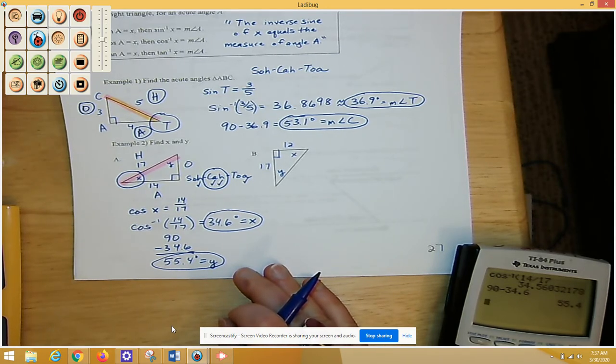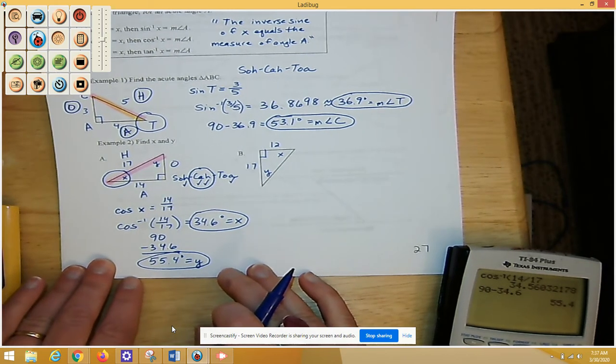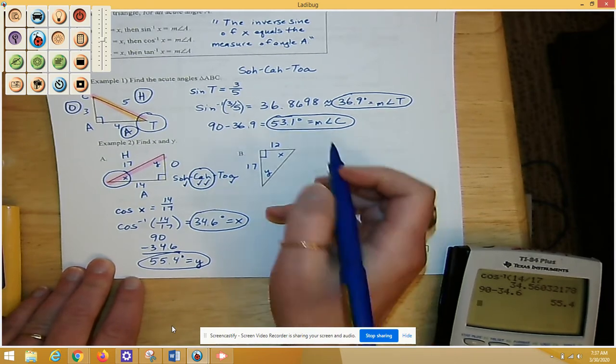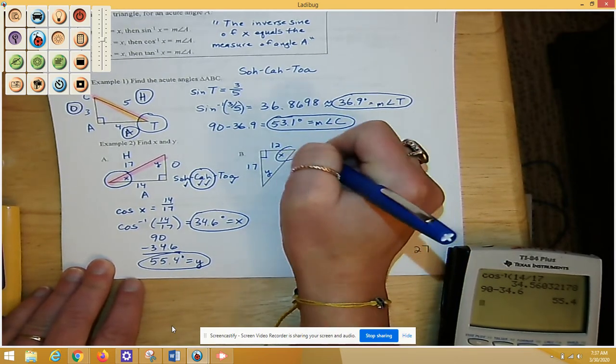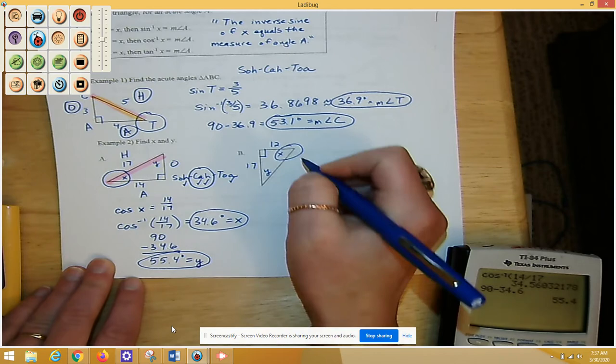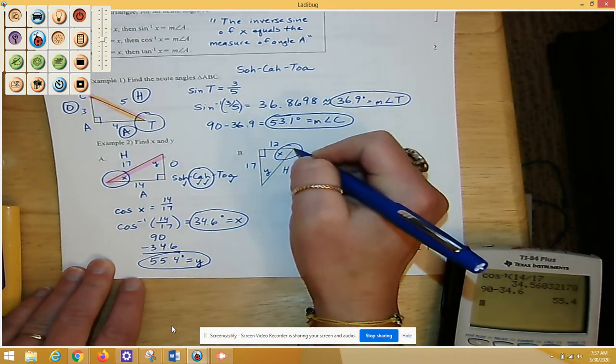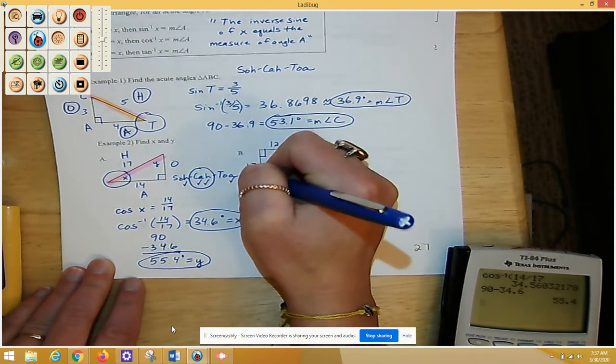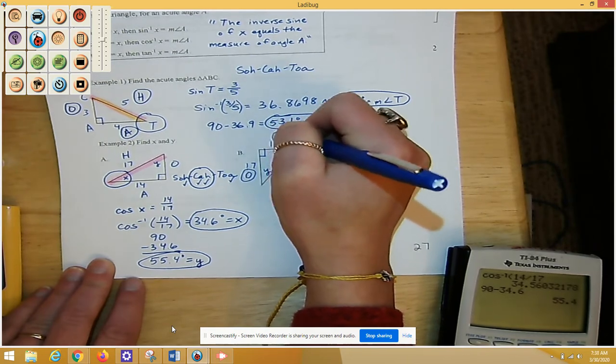Okay. All right. Going on to letter B, I would come on over here and you're going to pick your reference angle because we are looking for the angles here. So I'm going to pick X again. Here's my hypotenuse. I don't know any information about that. This side is the opposite. This side is the adjacent.